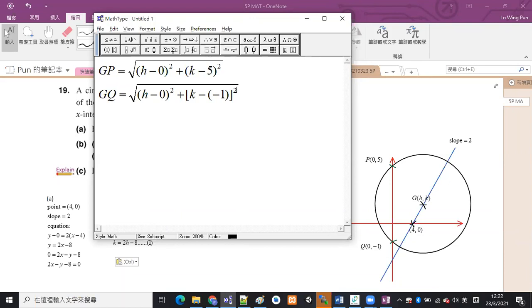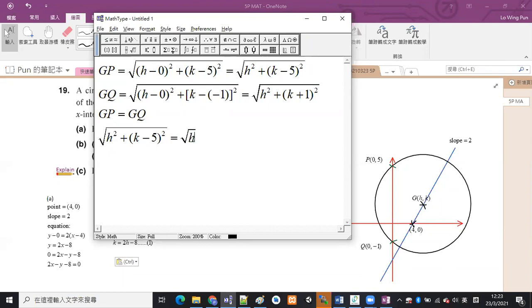Let us just simplify this first. I don't like keeping the h minus 0 for so long, and I don't like keeping the minus negative for so long. So k plus 1 squared. This is GP and GQ. We know they should be equal to each other because they are both the radius of the same circle. GP is equal to GQ. So h squared plus k minus 5 squared is equal to h squared plus k plus 1 squared, taking square on both sides.